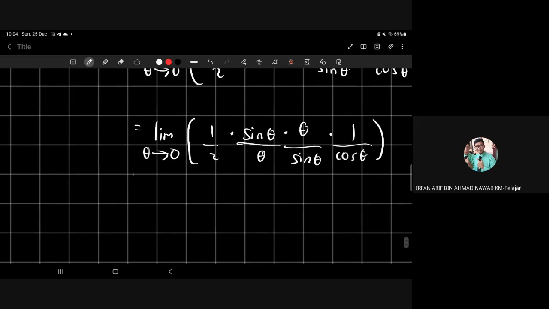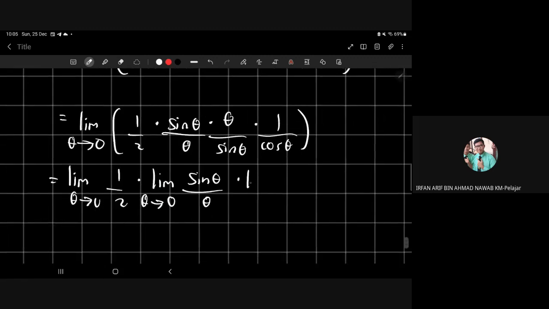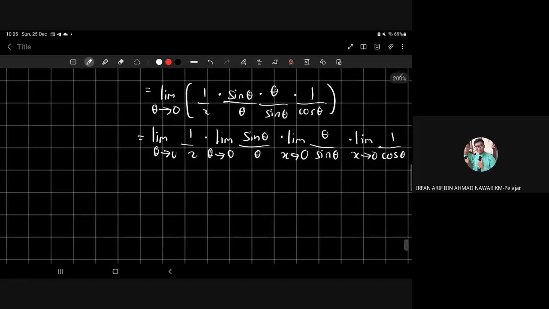And then by using one of the laws, limit as theta approaches 0 for 1 over 2, times the limit as theta approaches 0 for sine theta over theta, and another one, which is the limit as theta approaches 0 for theta over sine theta, and another one, which is the limit as theta approaches 0 for 1 over cosine theta. So the question is, what is the value of this limit?